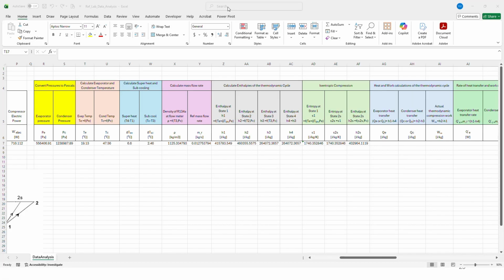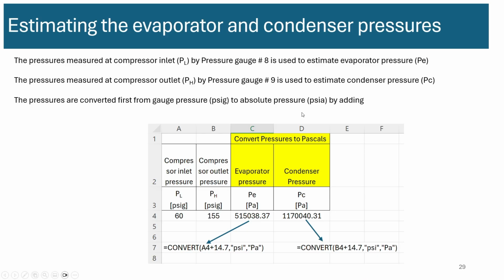Okay. Now let's look at how most of these values are evaluated in the Excel based on the measured values. So let's start with the pressures that are calculated here. Estimating the evaporator and condenser pressures is based on the two pressure gauges that you have in the system. One measures the low pressure and one measures the high pressure. The low pressure represents the evaporator pressure, and the high pressure represents the condenser pressure.